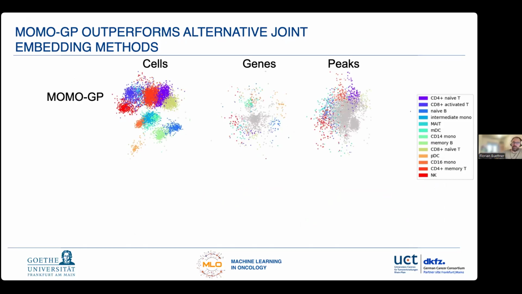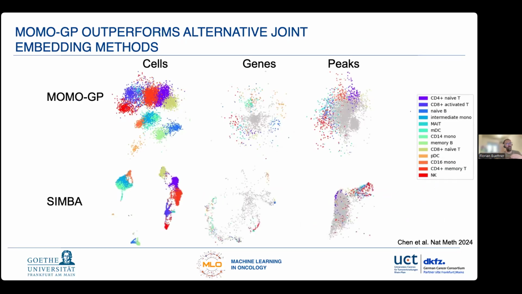There are also other methods which try to learn embeddings of the features using graphs and neural networks, but they have two drawbacks. They're either not interpretable, or the embeddings, especially when it comes to peak embeddings, are not that meaningful because there's a lot of mixing going on here.